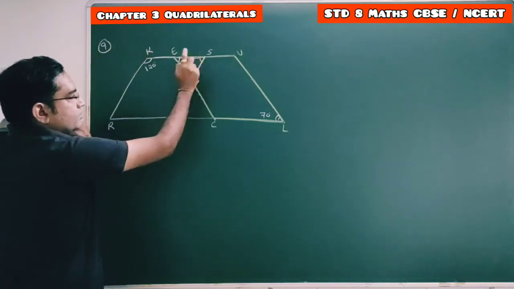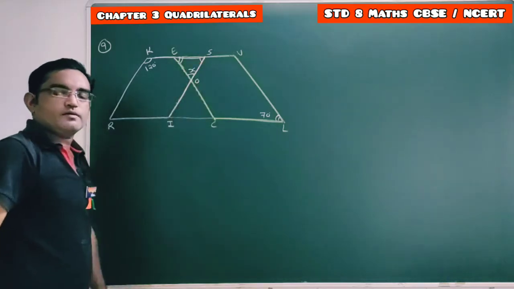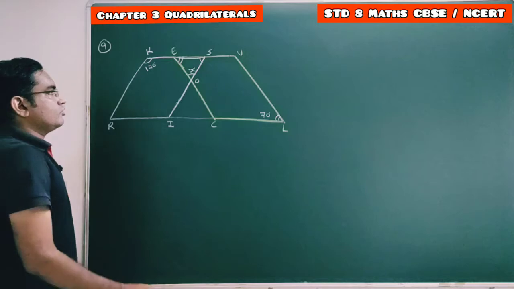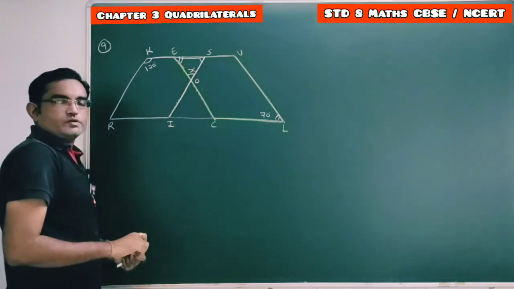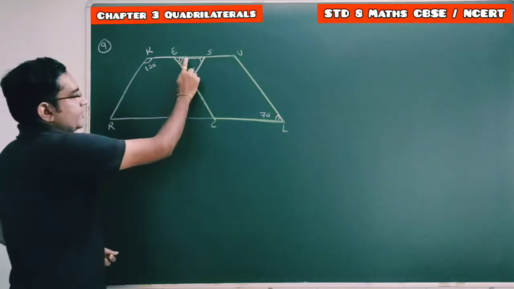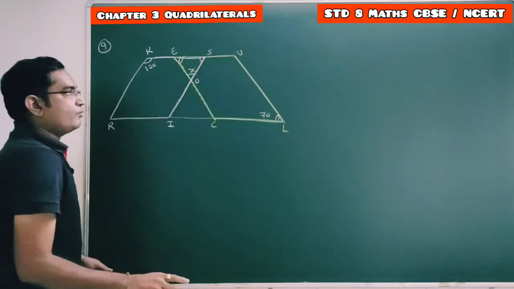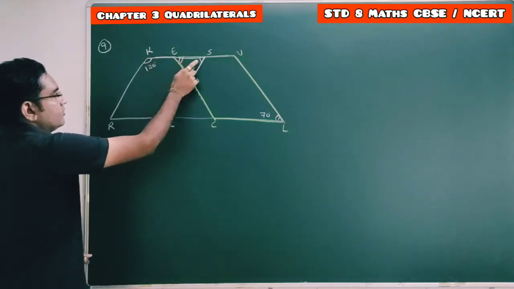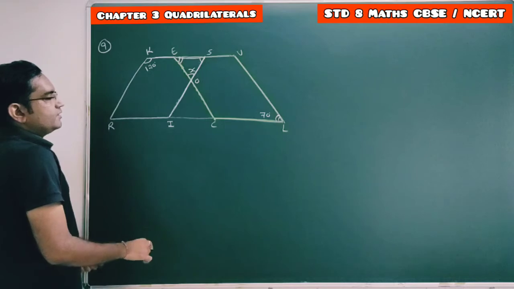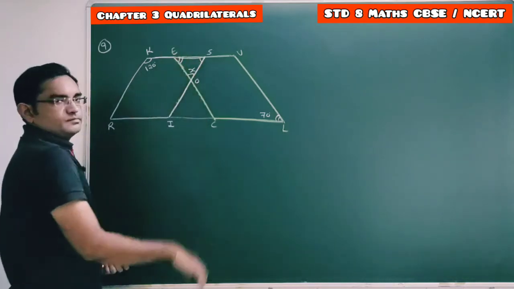So we will get the measure of this angle. After finding these two measures, we can find this third measure by using angle sum property of triangle. Clear? So to find the value of this x, total 3 steps are there. First property, pair of opposite angles of this parallelogram CLUE. Second property, pair of adjacent angles of this parallelogram RISK. And third step, angle sum property of triangle EOS.